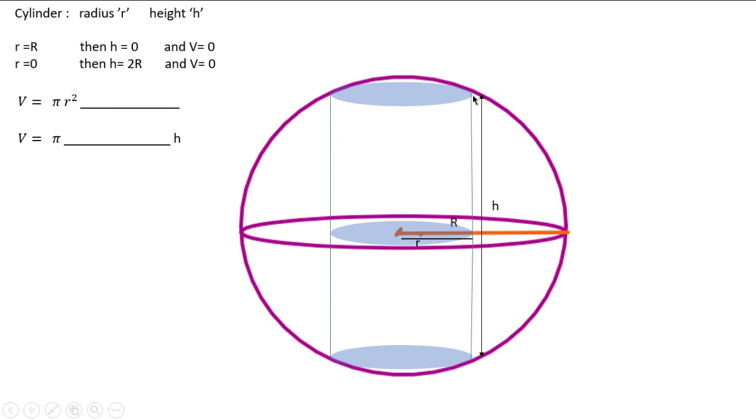Okay, see, this is not the center of the sphere, but this is halfway of the cylinder, of the sphere. Okay, because here the radius is r, so this is the halfway. So this h is actually equal to double of this line segment here. Okay, this line segment.